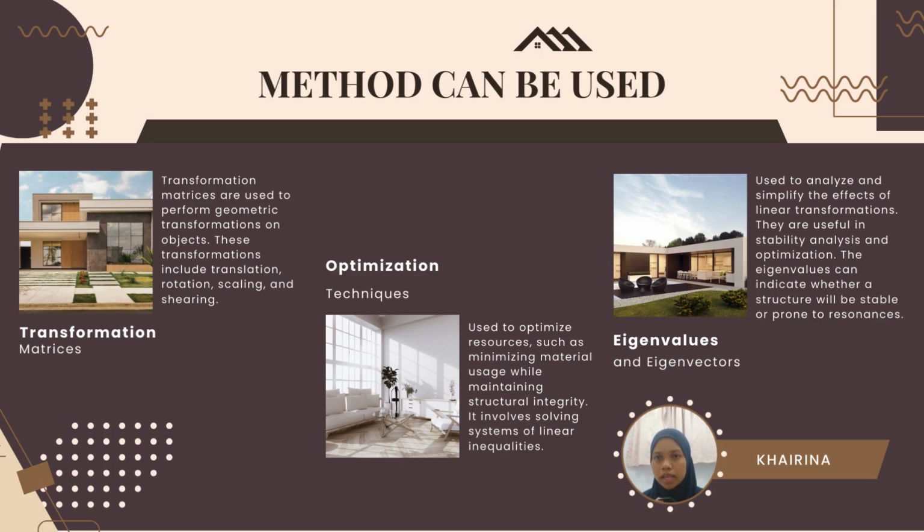There are some methods that can be applied in architectural design, such as transformation matrices. Transformation matrices are utilized to perform geometric transformations on objects, including translation, rotation, scaling, and shearing. Optimization techniques are employed to optimize resources, such as minimizing material usage while maintaining structural integrity, which involves solving systems of linear inequalities. Additionally, eigenvalues and eigenvectors are used to analyze and simplify the effect of linear transformation, proving particularly useful in stability analysis and optimization by indicating whether a structure will be stable or prone to resonances.